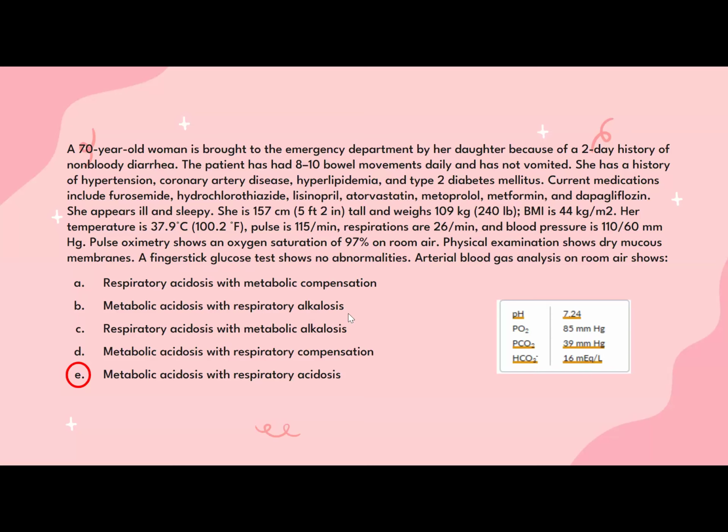Is this respiratory alkalosis or acidosis? The PCO2 is on the higher side. This is not lower than 35. If anything, it's a little bit on the higher side. So we're thinking respiratory acidosis and not respiratory alkalosis. And so that is why it's E.